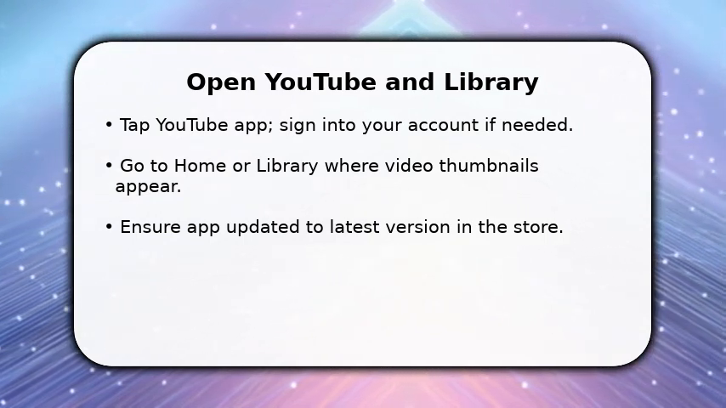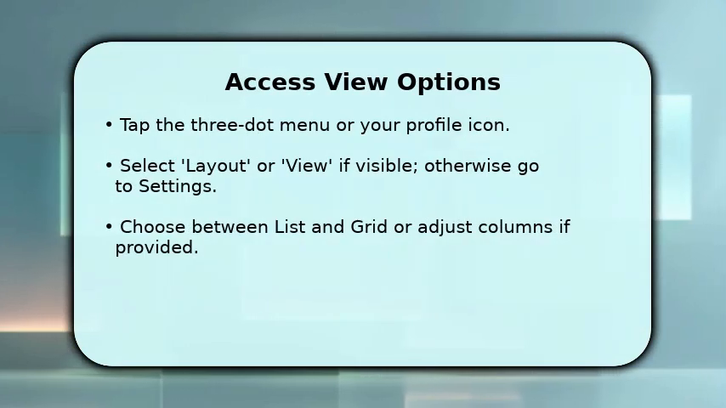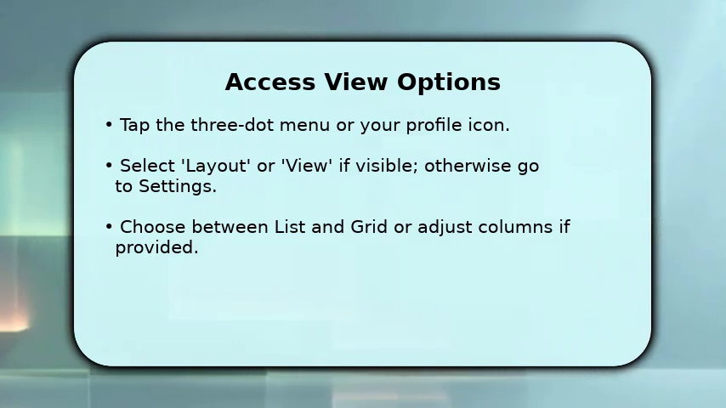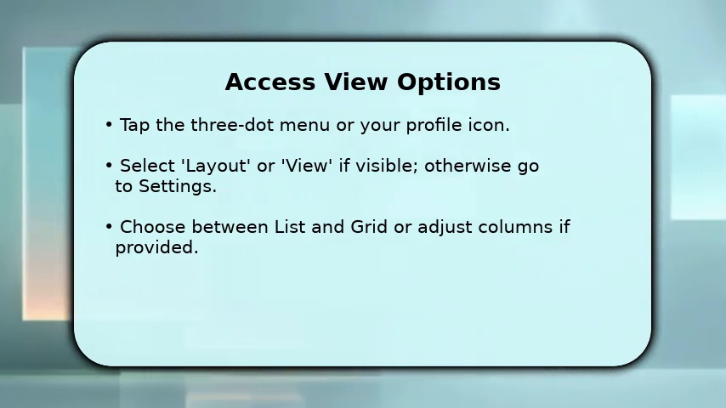You now access the menu that controls display. Tap the three-dot menu or your profile icon because manufacturers and app versions place view controls there. If you see a direct layout or view option, tap it. Otherwise, go into Settings and find Playback and Performance or General where view settings hide.